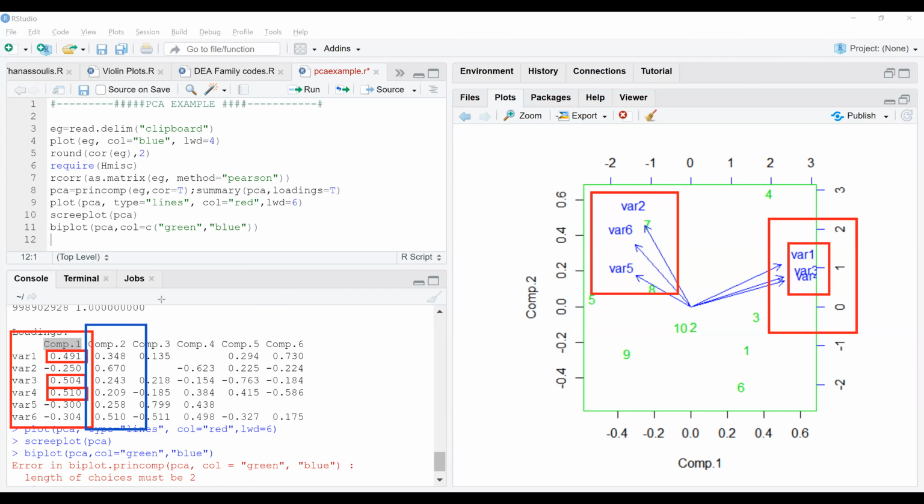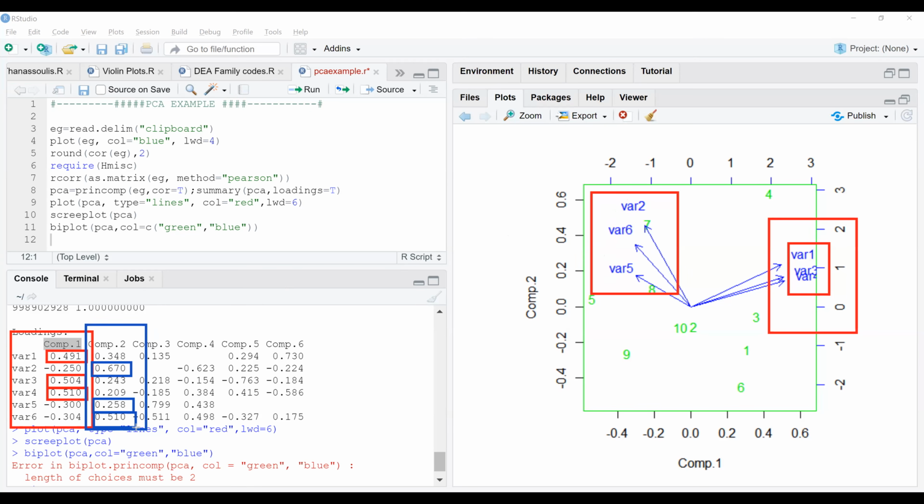We see variable 2. So you can see now variable 2 is bigger, 0.67. That's the loading. The next one we see in the box is variable 5. So let's check variable 5. That is also 0.29. And then we have variable 6. That is also 0.5.